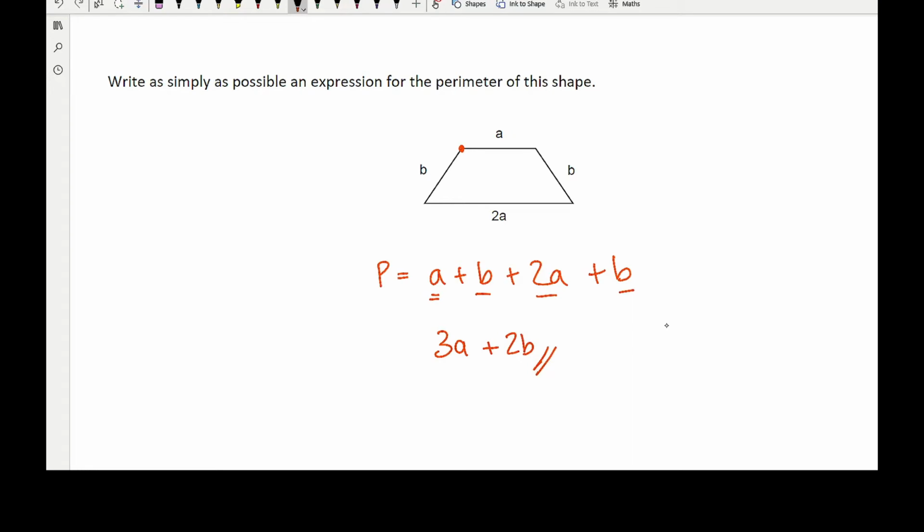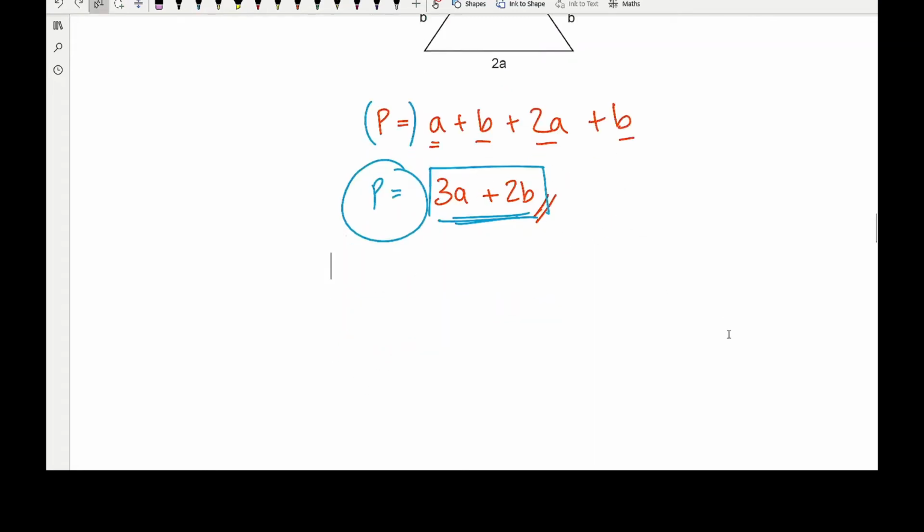Now, I know I'm going to keep repeating myself, but if I wanted to write this as a formula, then I would write P equals. But because the question is just asking me for the expression, all I need to do is write 3A plus 2B. If you were to write P equals, there is a chance that you could lose a mark because it's turned an expression into a formula, but I personally think it would be pretty harsh.